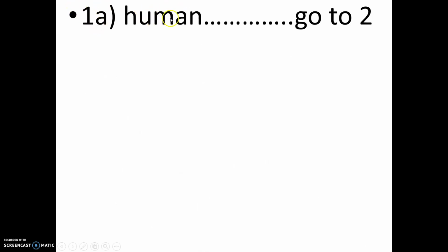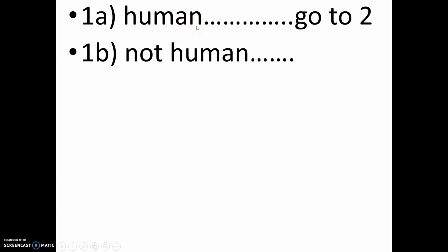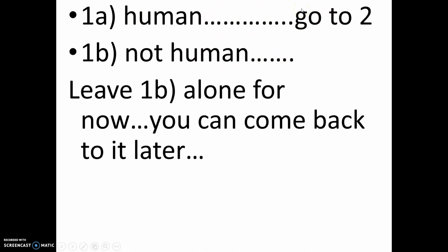So your first choice, 1A, we're going to say human. Go to number 2. 1B would be not human. Again, you want to do alternates. You don't want to say human and then object, because that gets confusing. So you do human and not human. See all these lines? Go to the far right of your paper and write 'go to 2.' We're going to leave 1B blank for now because we're going to focus on 1A.